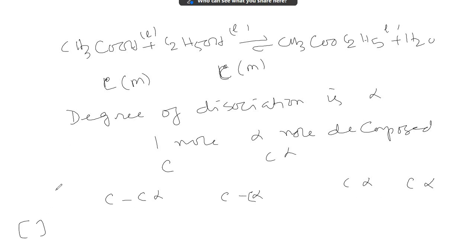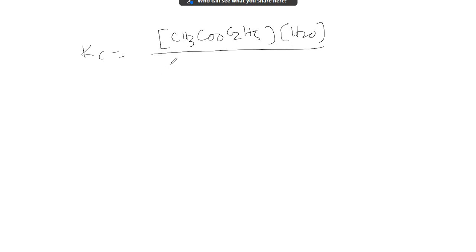If the volume of the container is V, the concentration will be C minus C alpha by V, and C alpha by V for each product. It is the concentration of the reactant and the product at equilibrium. Now Kc will be what? Kc will be CH3COOC2H5, H2O, then CH3COOH, then C2H5OH.